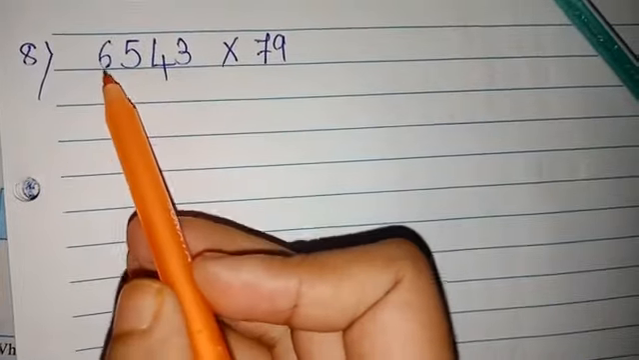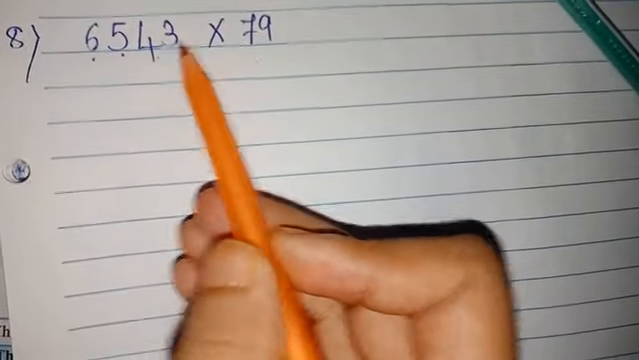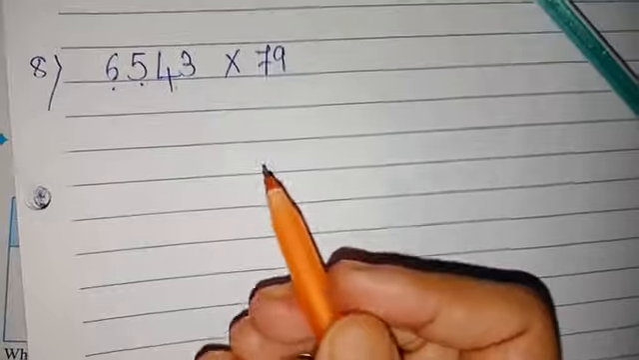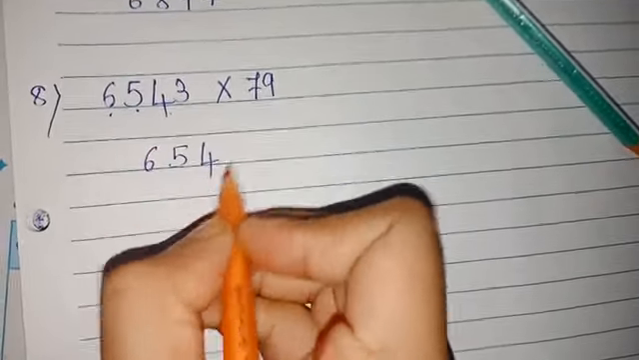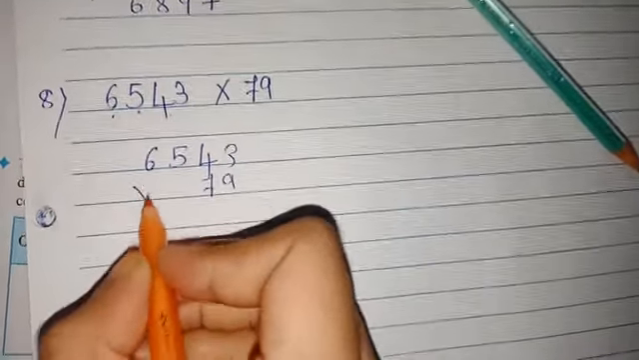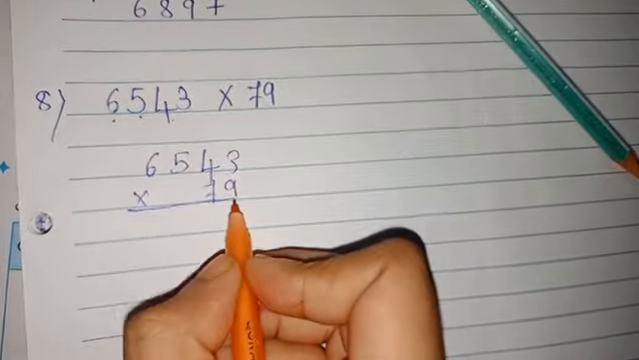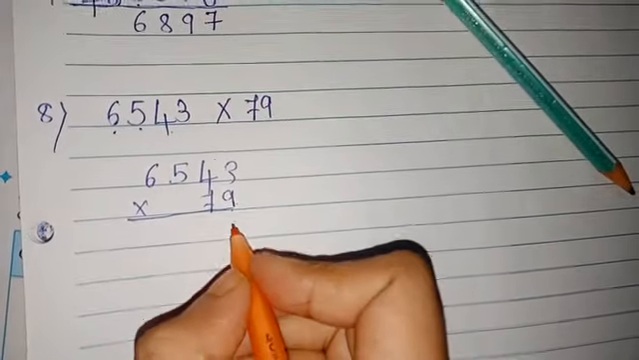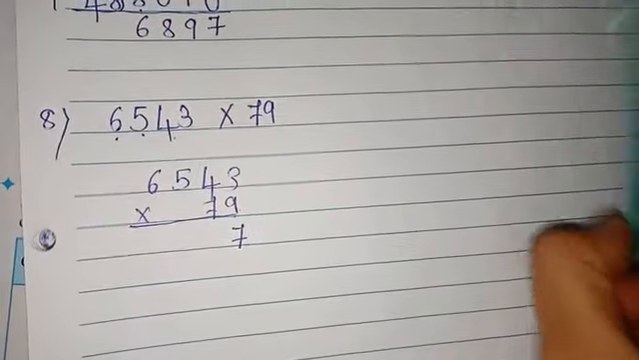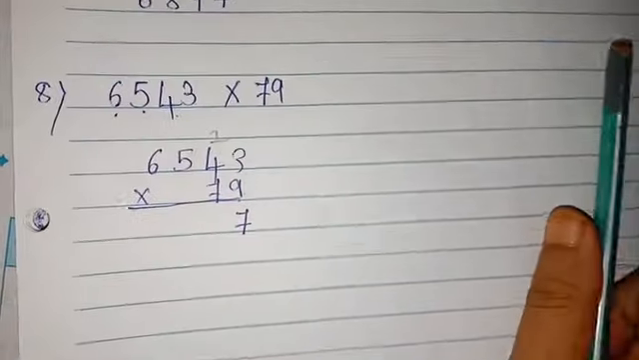Question number 8 is 6,543 multiplied by 79. Okay, we will arrange them in vertical form first. Now we will multiply by 9, right? So 9 3s are 27. 7 will come here and carry it forward 2. Done.